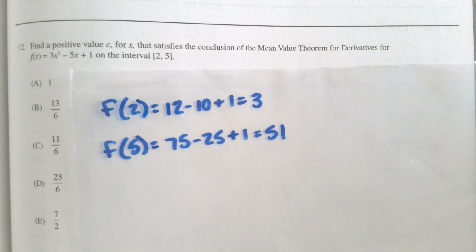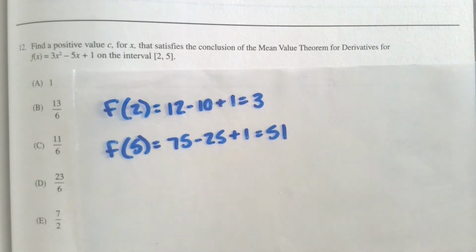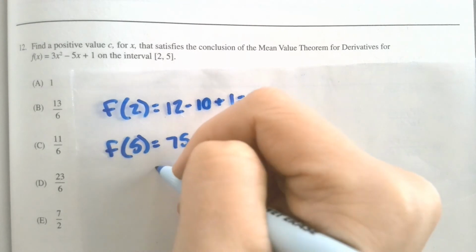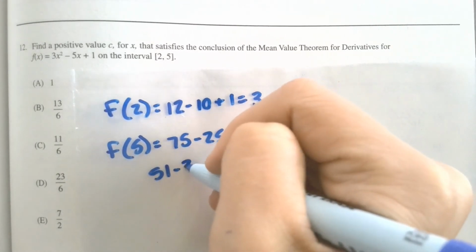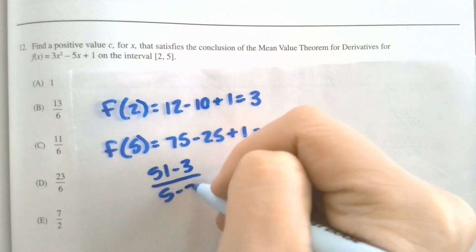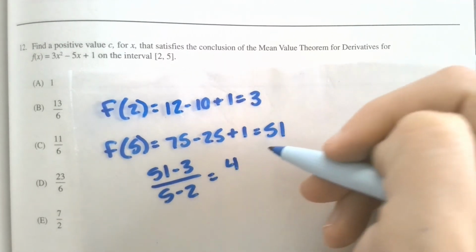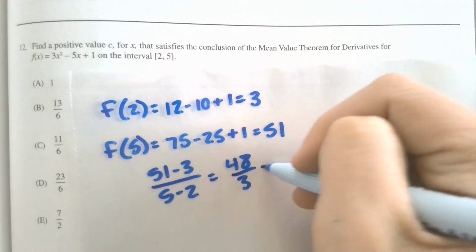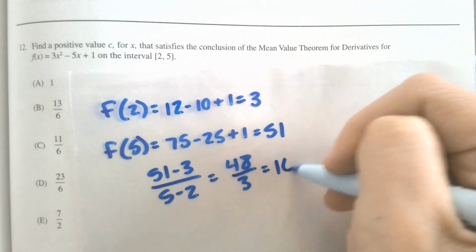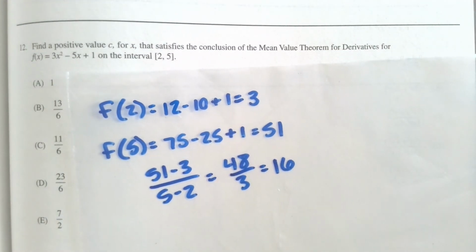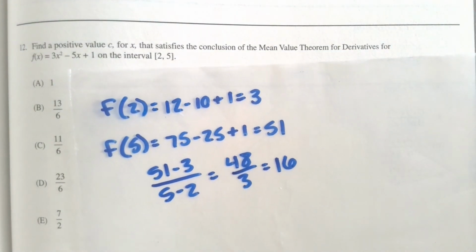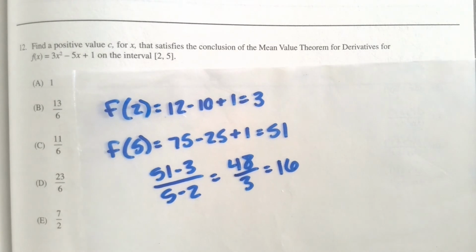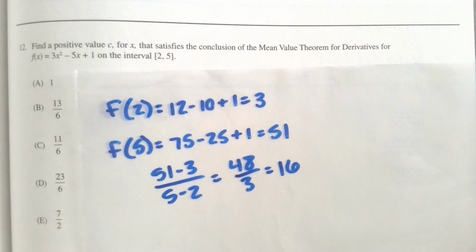So to save some time, I went ahead and found f of 2 and f of 5 so that we can find the slope between those 2 points. So it looks like we're going to end up with 48/3, which is 16. So you get a slope of 16 between 2 and 5. So now we're not done. Now we're looking for where the instantaneous slope is 16.